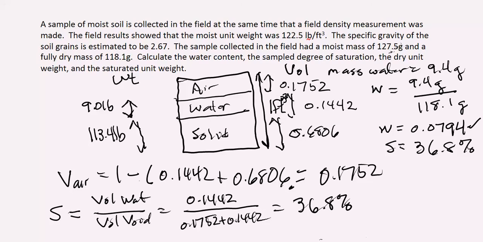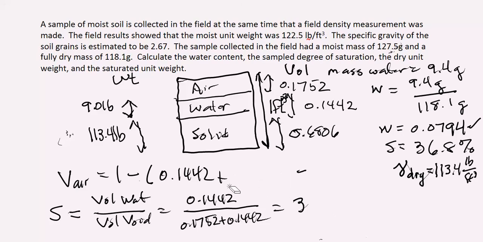And the next thing that we're asked for is the dry unit weight and the saturated unit weight. Well, the dry unit weight is actually very easy to find. So we can just write that down now by inspection. In a dry unit weight, we would have gotten rid of all the water, so the only thing that has any weight left is the solid phase. So that's just equal to 113.4 pounds per cubic foot. So it leaves us with one item to calculate, and that's the saturated unit weight.